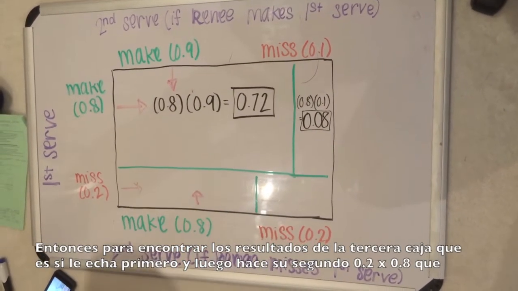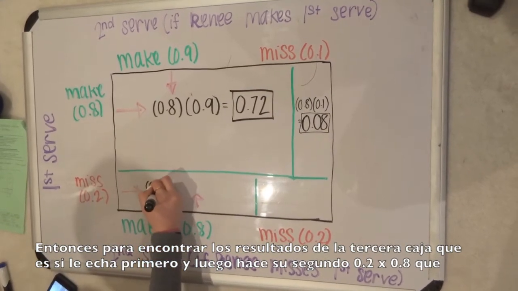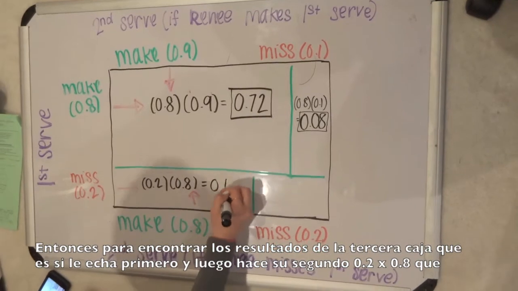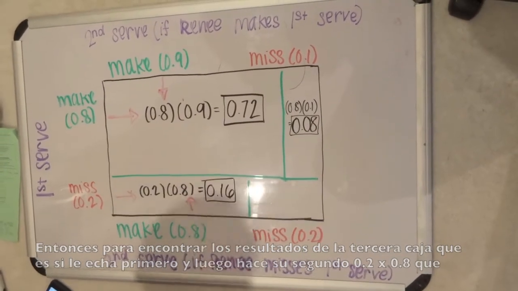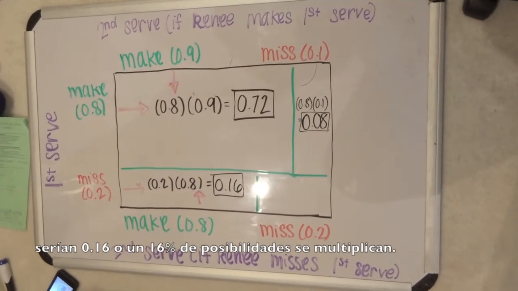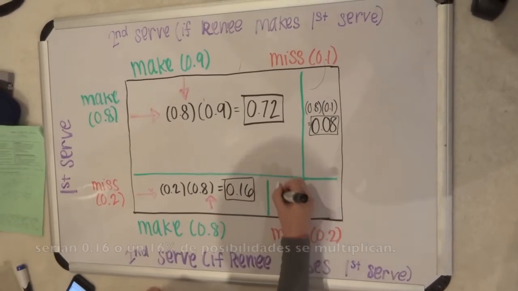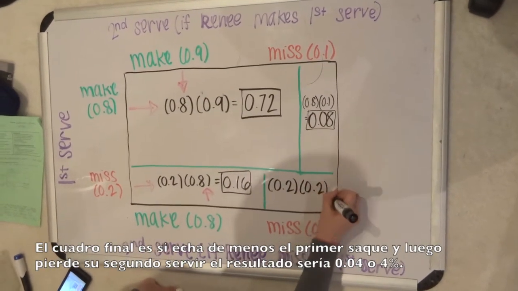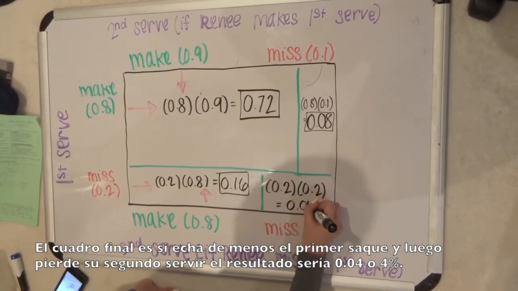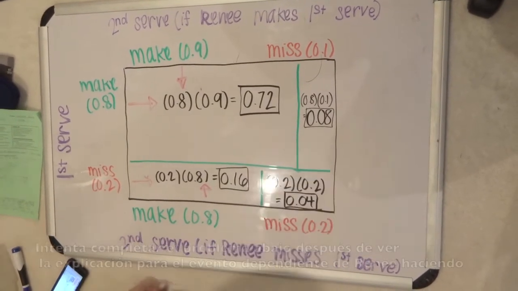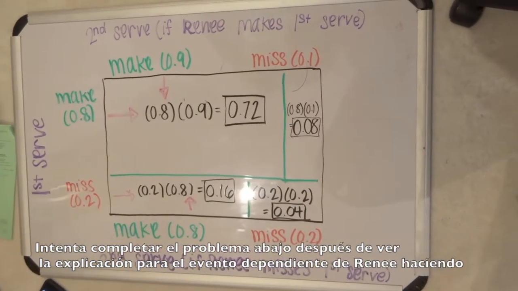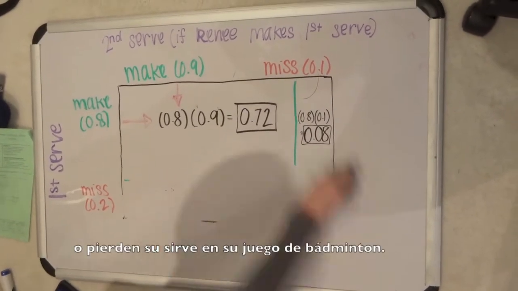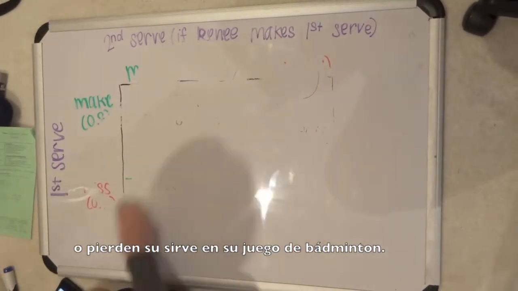Then, to find the outcome of the third box, which is if she misses her first serve and then makes her second, multiply 0.2 times 0.8, which would be 0.16 or a 16% chance. The final box is if she misses the first serve and then misses her second serve, the outcome would be 0.04 or 4%. Try completing the problem below after watching the explanation for the dependent event of Renee making or missing her serves in her badminton game.